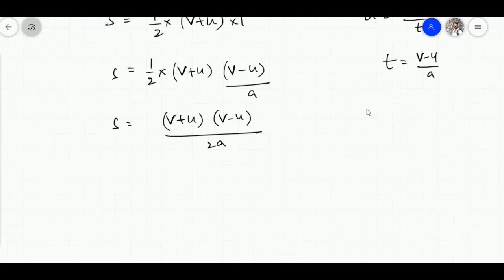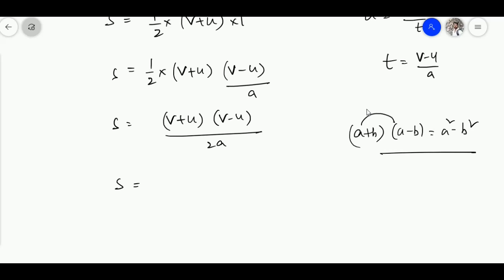So this is how math works for physics. Math is the language of physics, the language of science. You might have learned a formula that a plus b into a minus b equals a square minus b square. Or else let me derive. A into a is a square. A into minus b, minus ab. B into a, plus ab. B into minus b, minus b square. Minus ab plus ab will get cancelled and you will be left with a square minus b square.